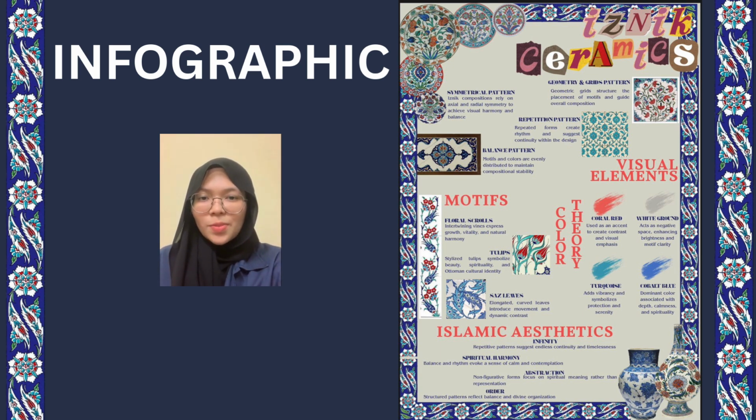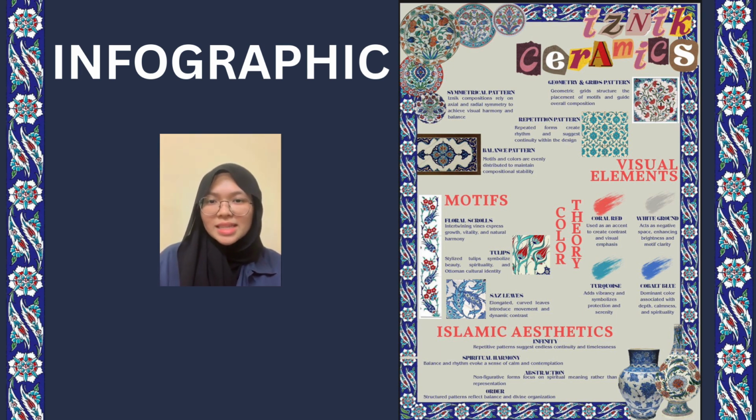Color theory also plays a significant role in reinforcing Islamic aesthetics. In my infographic, cobalt blue dominates the composition, symbolizing depth, calmness, and spirituality. Turquoise adds vibrancy and protection, while coral red is used sparingly as an accent to create emphasis. The white ground functions as negative space, enhancing brightness and allowing the motifs to stand out clearly. This carefully balanced color reflects moderation and harmony, which are central Islamic values.